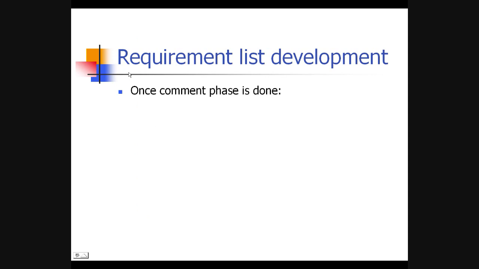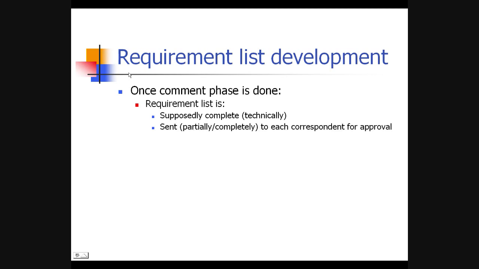Once the command phase is done, the requirement list is supposedly complete from a technical standpoint. So at this point you have to send it to each correspondent for approval, either just the part that they are concerned with or the whole thing, to give them an idea of everything else. And also at this point you're going to manage that via your submission tree once again, and wait for the answer, and so on and so forth.